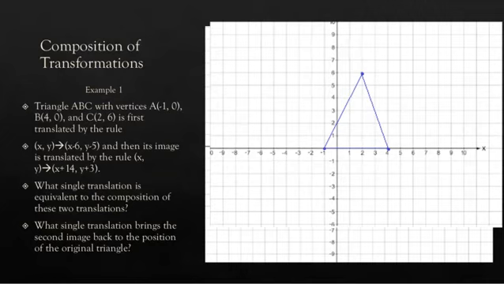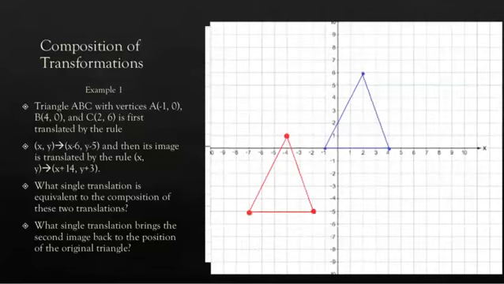Then we're going to translate it by this following rule. We're going to move the X in the -6 direction and the Y in the -5 direction. Here's our image. Then we're going to translate this red one, this image, by the rule moving the X in the +14 direction and the Y in the +3 direction. So what single translation is equivalent to the composition of these two translations? And what single translation could bring the second image, the green one, back to the original triangle, the blue one?